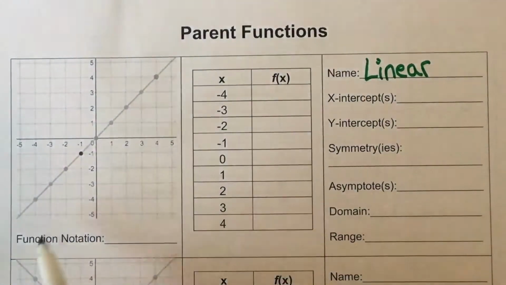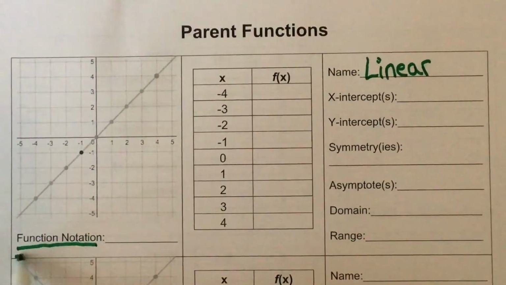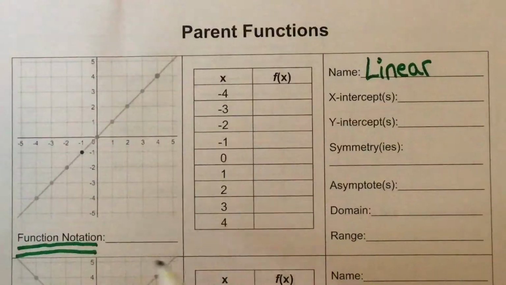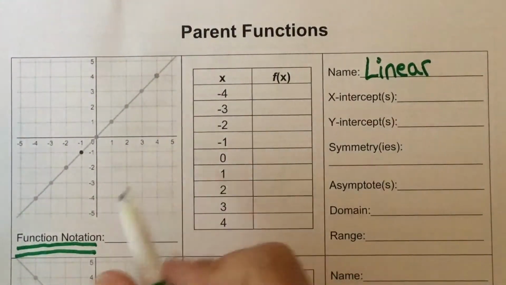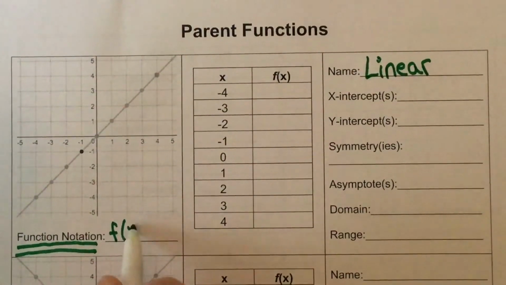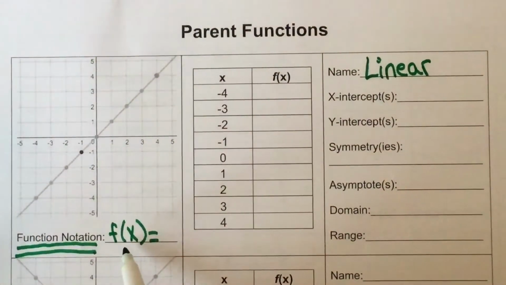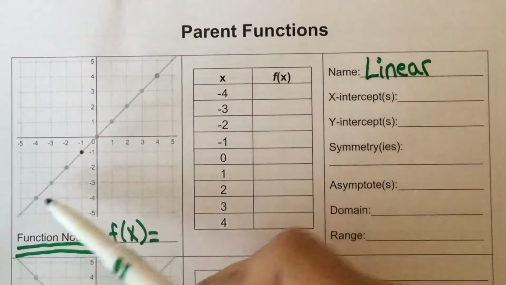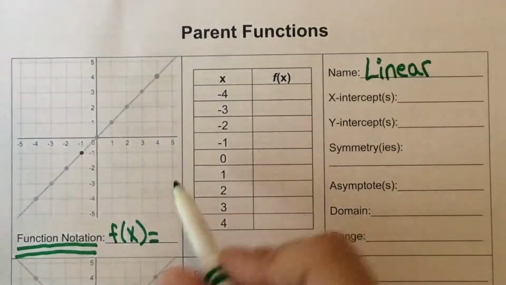So function notation means what's the equation for it. So instead of using y equals like you're kind of used to in the past, we're going to use f of x equals. F of x is called function notation. G of x, h of a, g of t. It's just a fancy way of writing y equals. And the equation for your linear parent function is x.